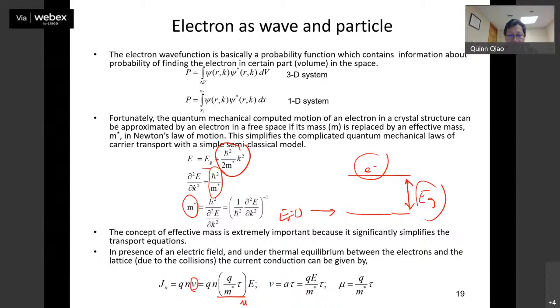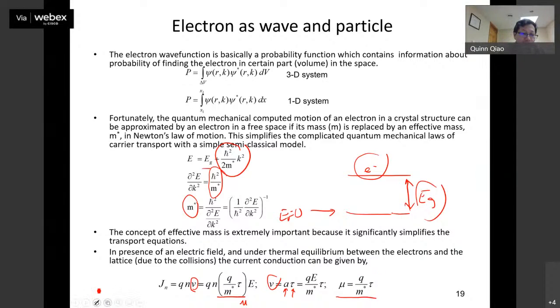And then the velocity will be equal to what? The tau will be the time, and a is the acceleration, which is qE over m star. This is acceleration, because force equals mass times acceleration. Acceleration times tau gives you velocity. That's how you define mu: q tau over m star. These are the common equations.